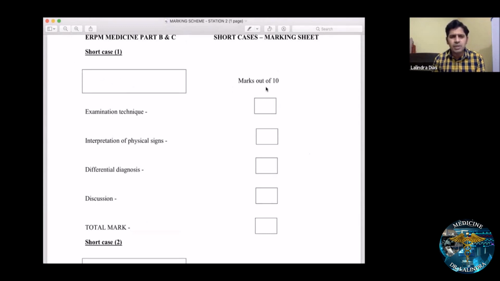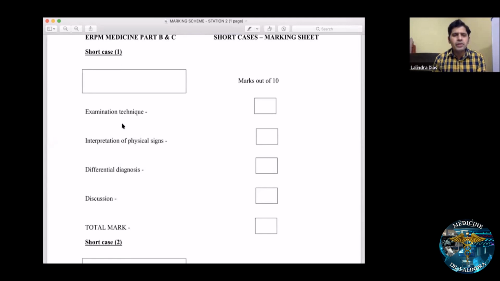This is the index number. So marks out of 10 we give, and then multiply that by 10. Or we just multiply that by 5, and the next one also multiply that by 5. Right. So here you can see short case 1.